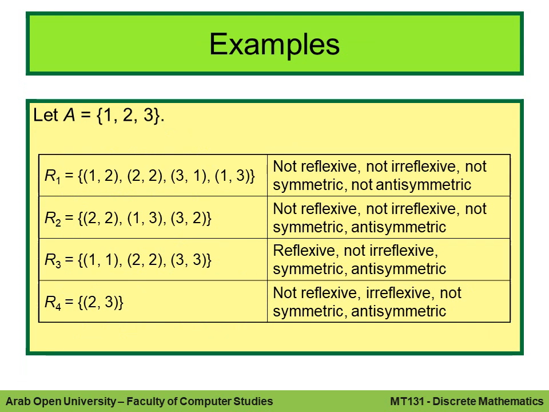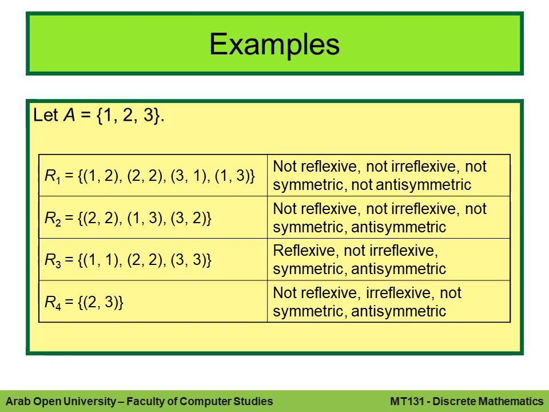Here are quick examples. We have limited time, so we will not check everything here. But here the underlying set is {1, 2, 3}. All of these are relations on A. The first one, R1, is an example of a relation that's not reflexive. Not reflexive because (1,1) is not there. It is not irreflexive because (2,2) is there.